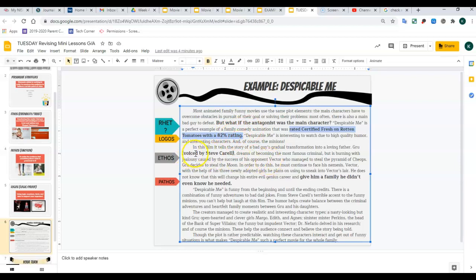We have ethos. So, loving father. So, Gru in this film, it tells the story of a bad guy's gradual transformation to a loving father. Gru, voiced by Steve Carell. Now, for ethos, it's credibility and trust. Steve Carell's funny. We know this. We've seen him in a variety of acting situations. He's pretty funny. So whenever we say somebody's voiced by Steve Carell, we trust him. We trust that he's going to put out a good product. He's a great actor. And so then it proceeds to explain our summary about the movie.